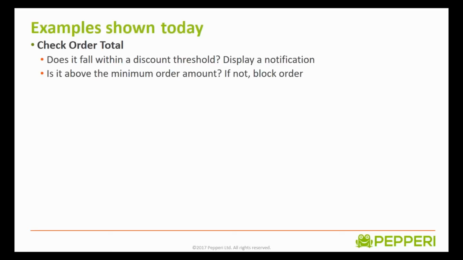So you can check their total and decide, do I want to display a notification? Do I want to allow them to continue to order more items based on a discount threshold you may have for them? I'll show how to do that.